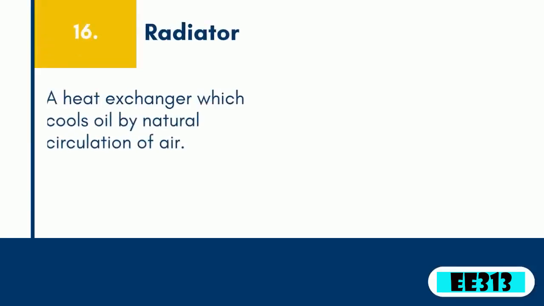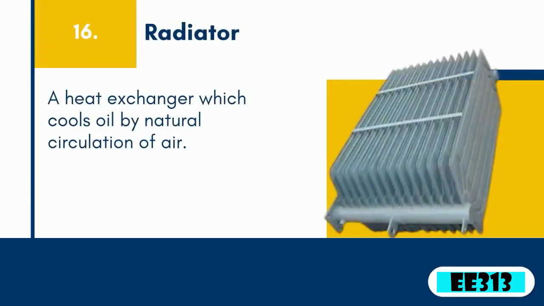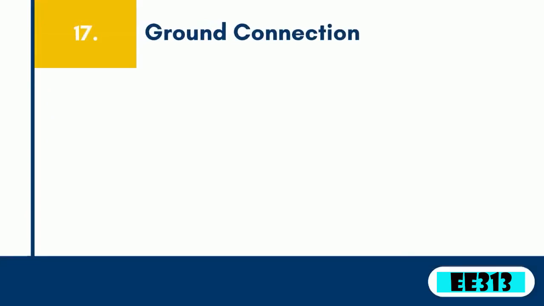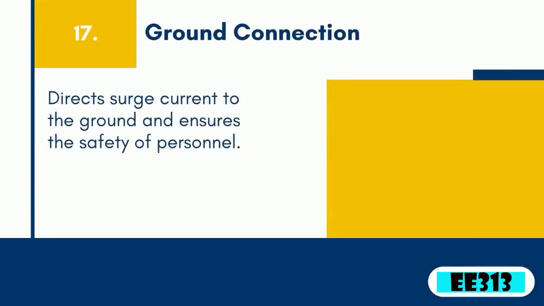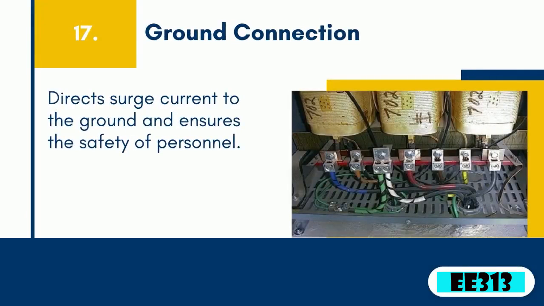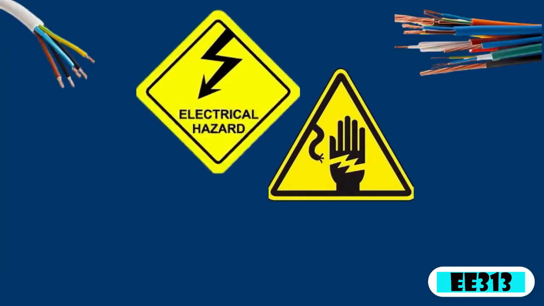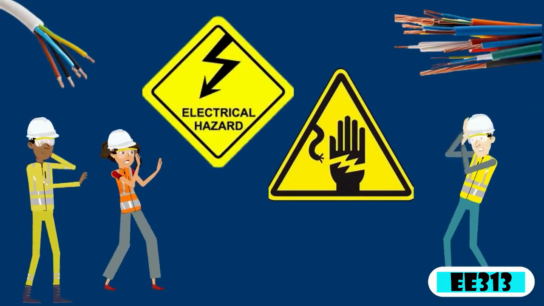And we have here the radiator that exchanges heat, which in turn cools the oil by natural circulation of air. And the final component for this video is the ground connection, or a transformer system that directs the surge of current to the ground or earth and ensures the safety of personnel. This is important during maintenance, inspection, or repair to avoid any electrical accidents.